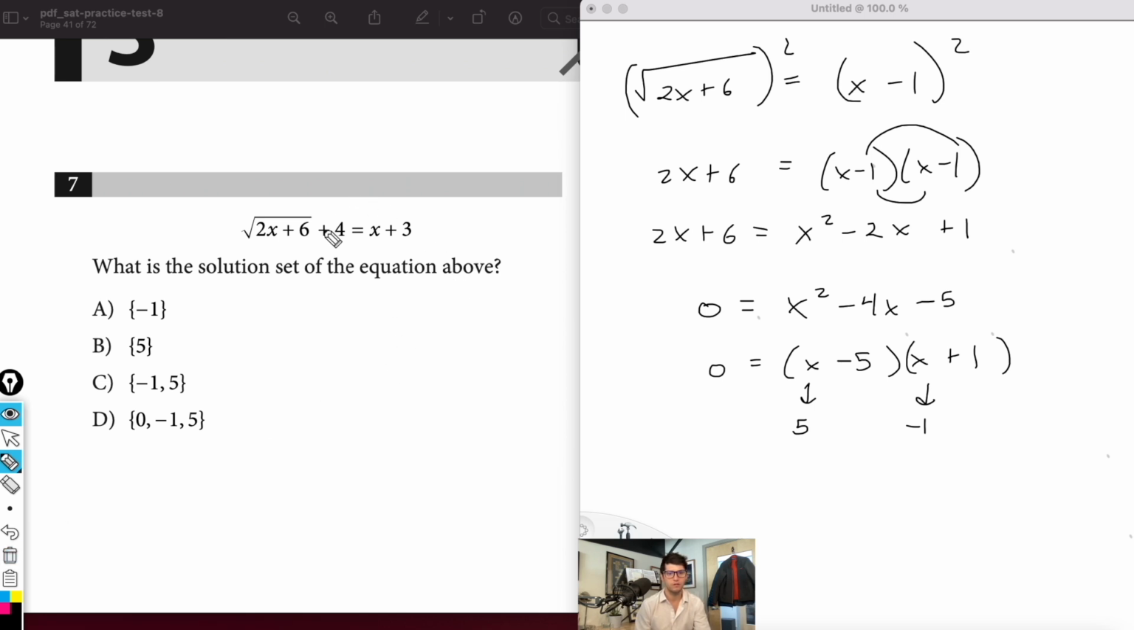Let's try out -1. We would have the square root of 2 times -1 plus 6, that's just if x is -1, and then we have +4, and then we have -1 plus 3, which is 2. So this is the square root of 4 plus 4, which is not equal to 2, right? That's 2 plus 4, which equals 6, not 2. So that didn't work.